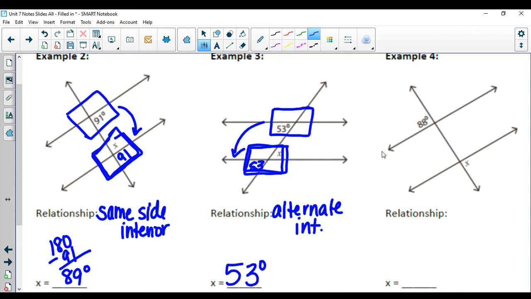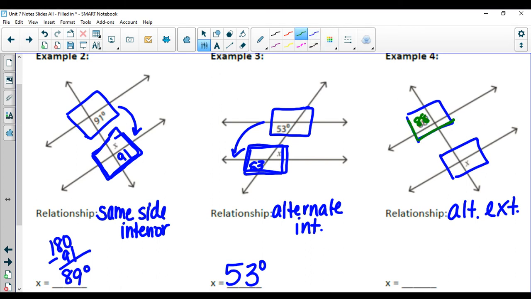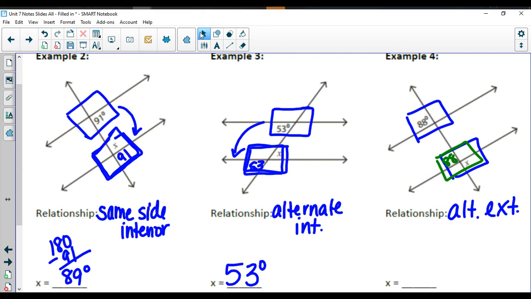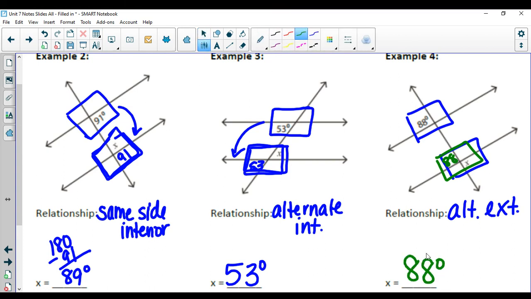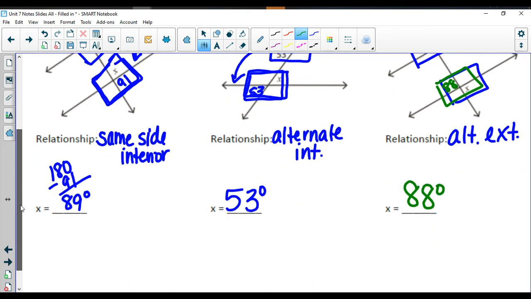For example number 4 here, I have the 88 and the x. Those are alternate exterior angles. Again, I'm going to do my clumping. That's right here. I'm going to take my 88, which is in the top left, and slide that on down. And when I put it into the clump, top left is across from the x, vertically across. Vertical angles are equal to each other, so x is equal to 88 degrees then.